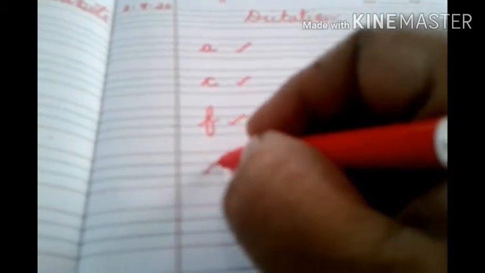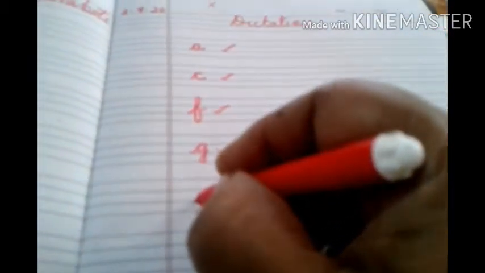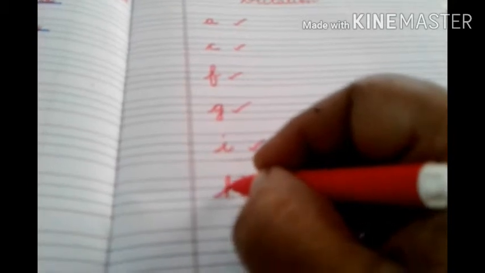Now, next letter is F. If you have written F like this, put a tick, otherwise put a cross. Next letter is G. If you have written G like this, put a tick, otherwise put a cross. Next letter is I. If you have written I like this, put a tick, otherwise put a cross. Next letter is K. If you have written K like this, put a tick over there, otherwise put a cross.